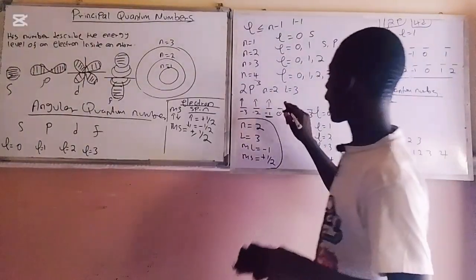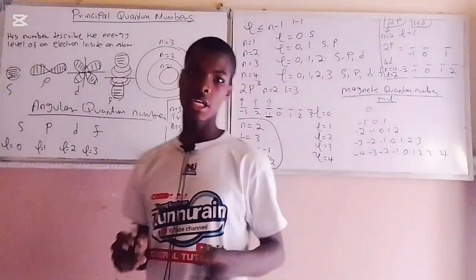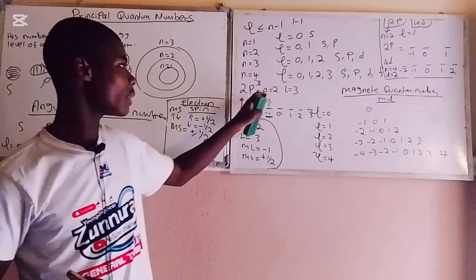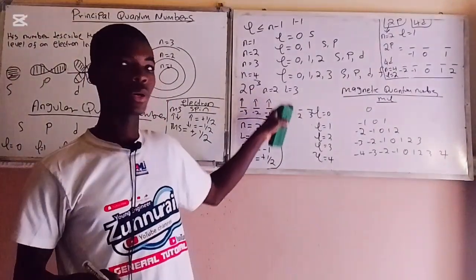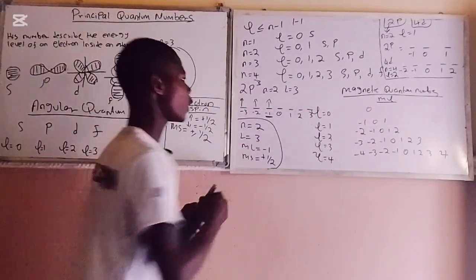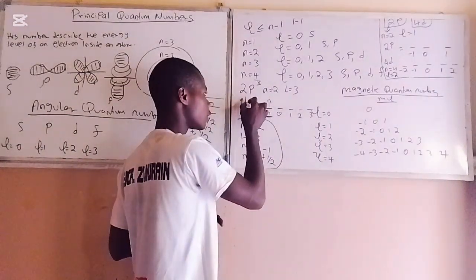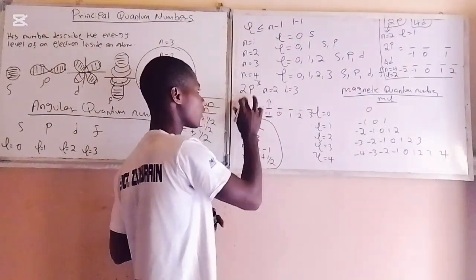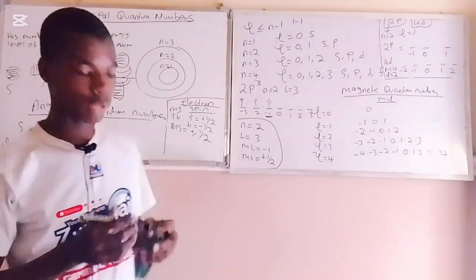So I hope this is clear for you. The power is indicating how many arrows you are going to put, and when you come to an end, you are going to be putting it downward, downward, downward, downward. So this is all I have for you for the principal quantum numbers.